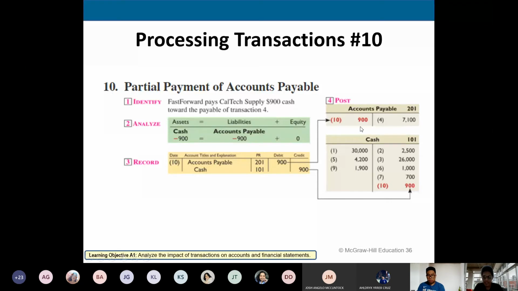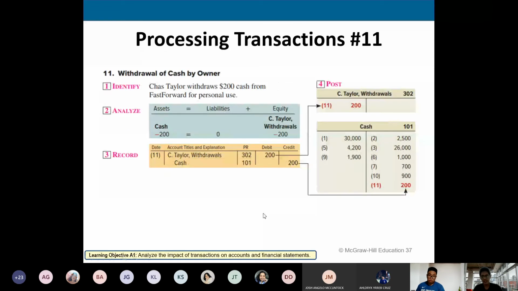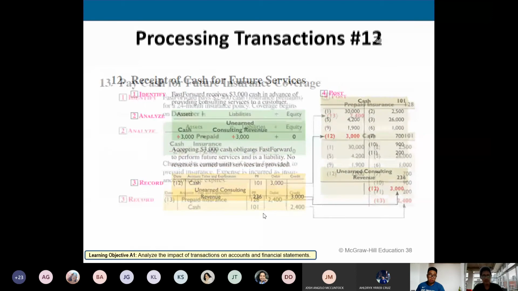Magkano na lang ang balance niya? 900. Tama ba? Sorry, nag-decrease ng 900. So magkano na lang ang balance niya? 7.1 less 900, meron siyang credit balance na magkano? Kung magkano man yan, 6.2 ata? 6.2 ba? 6.2. Okay? Last transaction na ata ito eh.